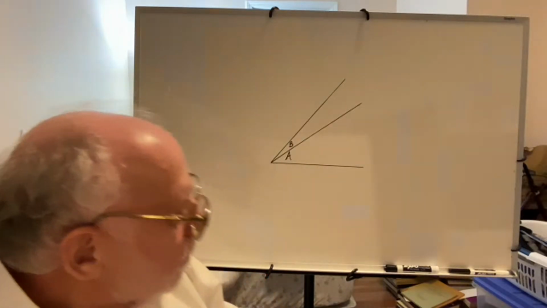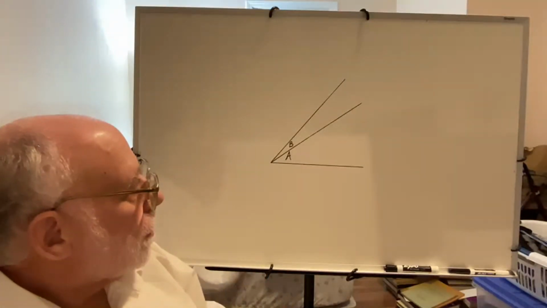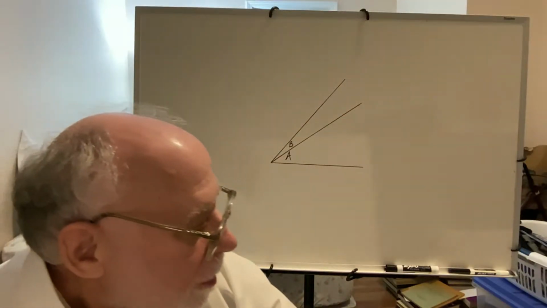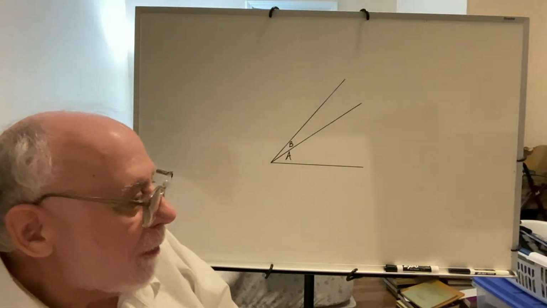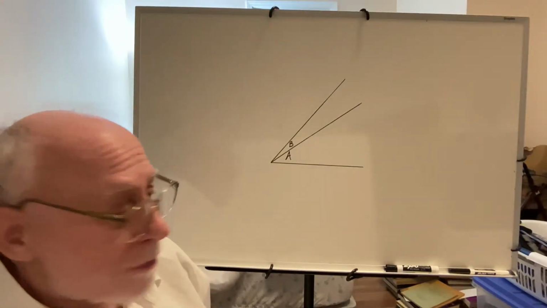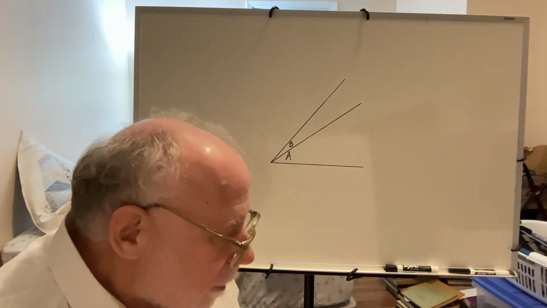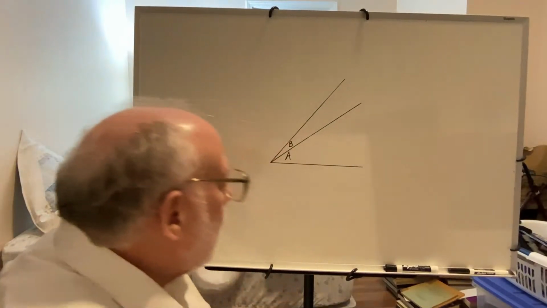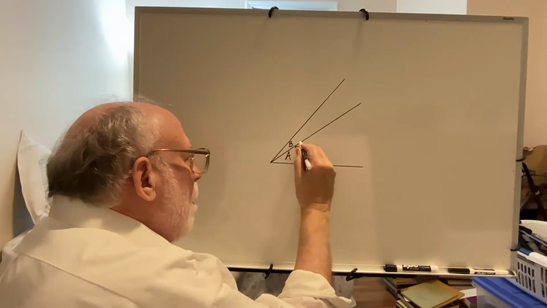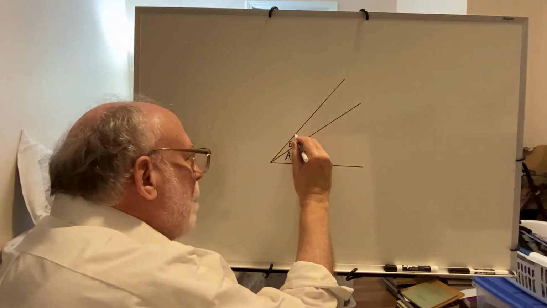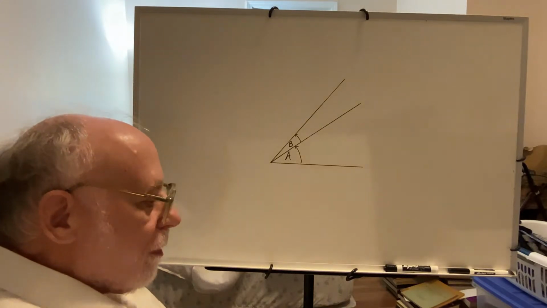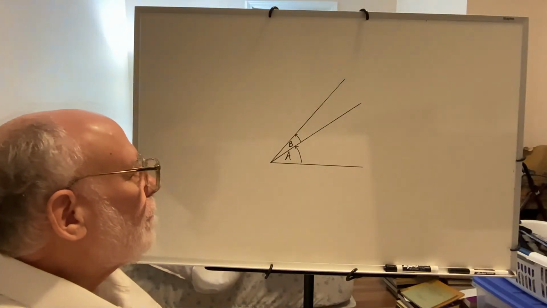Well, we want to show a couple of identities involving A and B. This is a do-over because we had some technical difficulties earlier. Here is your angle A, and here is your angle B.